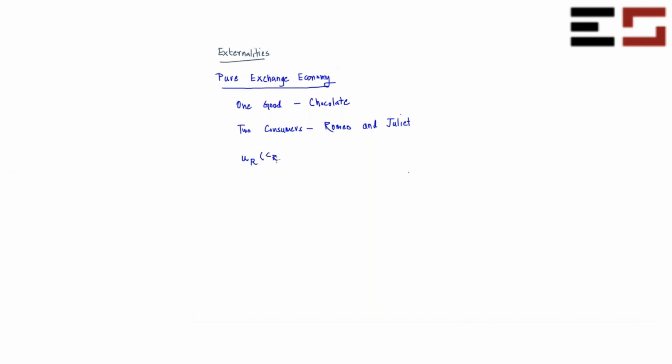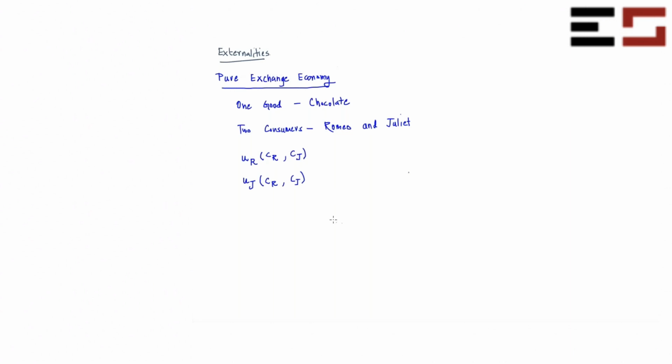So let's say the utility function of Romeo is a function of Romeo's consumption of chocolate and Juliet's consumption of chocolate. And Juliet's utility function is also a function of Romeo's consumption of chocolate and Juliet's consumption of chocolate. And let's start with some endowment.